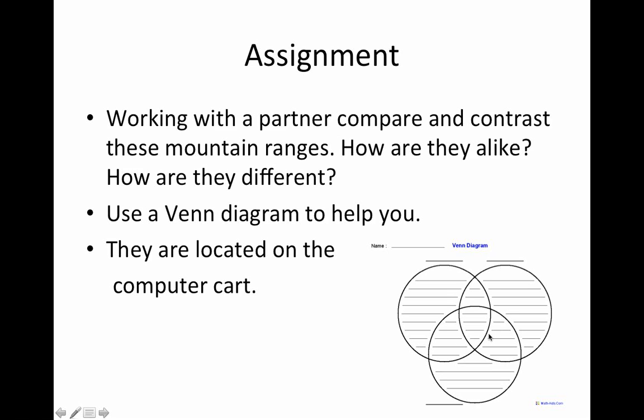So an example might be for the Cascade range that has volcanoes, you might write volcanoes on the outside, because none of the other mountain ranges we discussed had volcanoes. And they all seem to have trees around, so you might put trees in the center. So hopefully you've used a Venn diagram before. If not, talk to your partner, see what you can do to figure out how to use it. And again, the goal is to say how they are alike and how they are different.